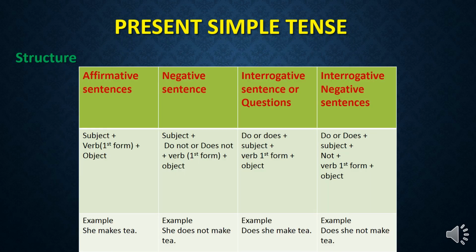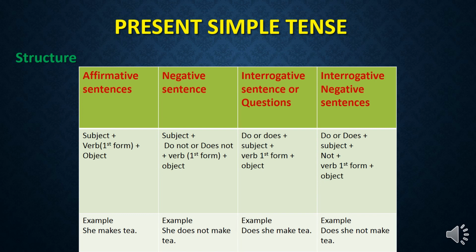Now I am going to tell you about the structure in present simple tense. To make affirmative sentences, we use subject plus first form of the verb plus object. For example, she makes tea. Sarah plucks a flower. John plays cricket. Tom talks too much. And to make negative sentences, we use subject plus don't or doesn't plus first form of the verb plus object. Remember, we always use doesn't or does with he, she, it or third person singular. And we use don't or do with I, you, we and they, etc. For example, she doesn't make tea. Sarah doesn't pluck a flower. John doesn't play cricket. Tom doesn't talk too much.